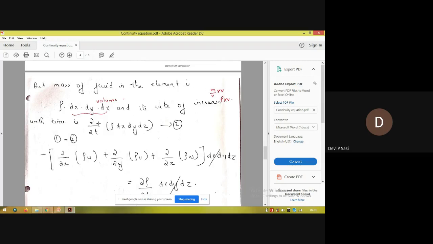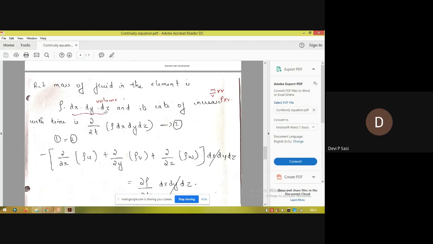So how can we write this? Rho into dx dy dz. What is dx dy dz? It is volume. Then what is rho? Rho is density, which is mass by volume. So we are writing mass itself as mass by volume into volume. That is how we represent the mass of fluid: mass by volume is rho, and volume is dx dy dz.